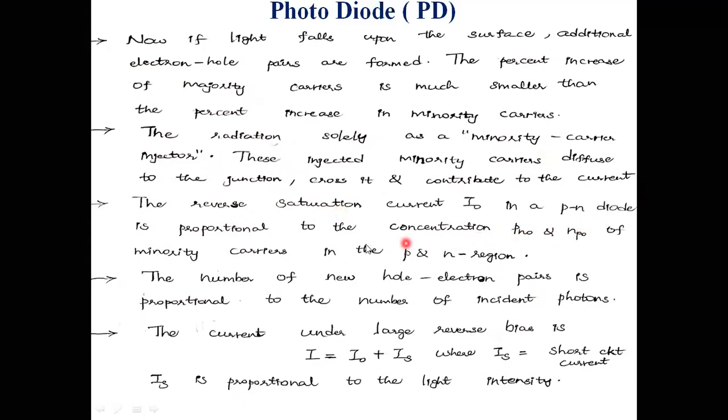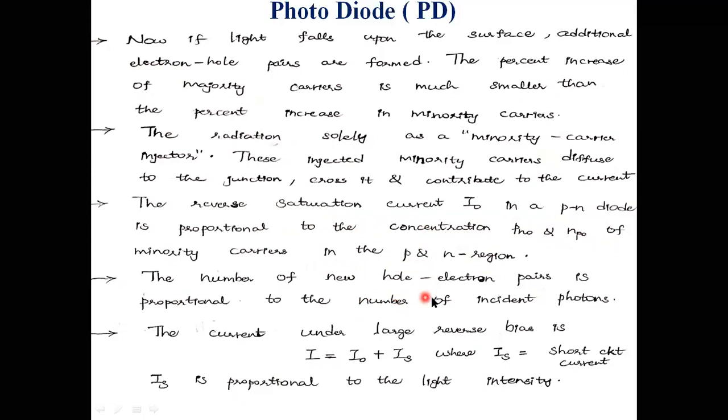The reverse saturation current I naught in a PN junction diode is proportional to the concentration of minority carriers. This is the minority carrier electron flow in P type, and this is the minority carrier current flow in N type. The reverse saturation current I naught in a PN diode is proportional to the concentration of Pn naught and Np naught of the minority carriers in P and N regions here.